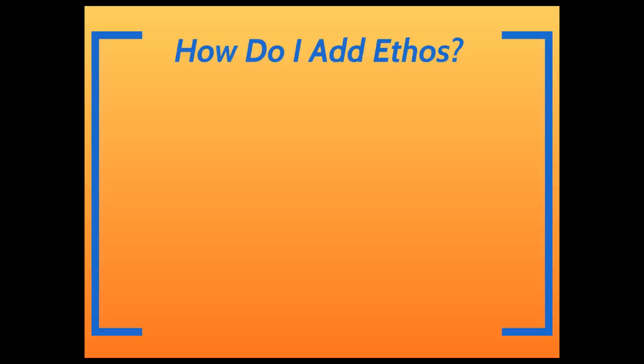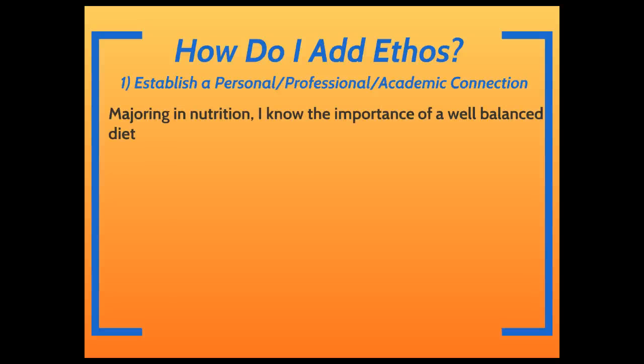Not only do you have to get the audience interested and show relevancy, you also need to tell the audience that you're a credible speaker. They should listen to you. So you might be asking, well, how do I actually do that? Well, there's two ways. The first, establish a personal, professional, or academic connection to the topic. So let me give you some examples.